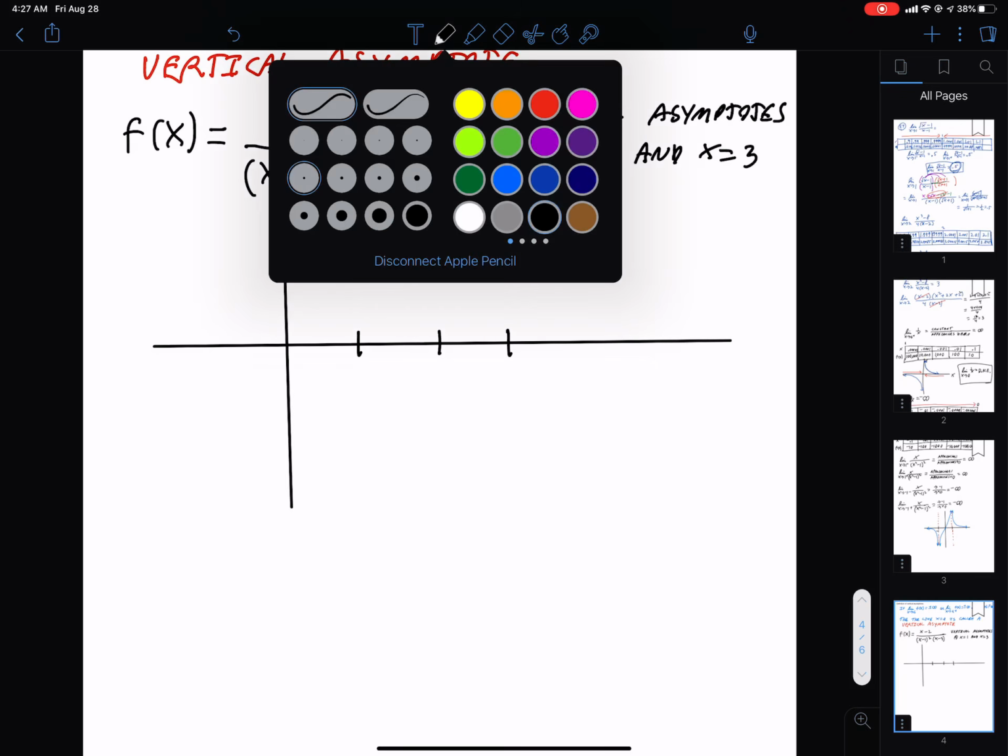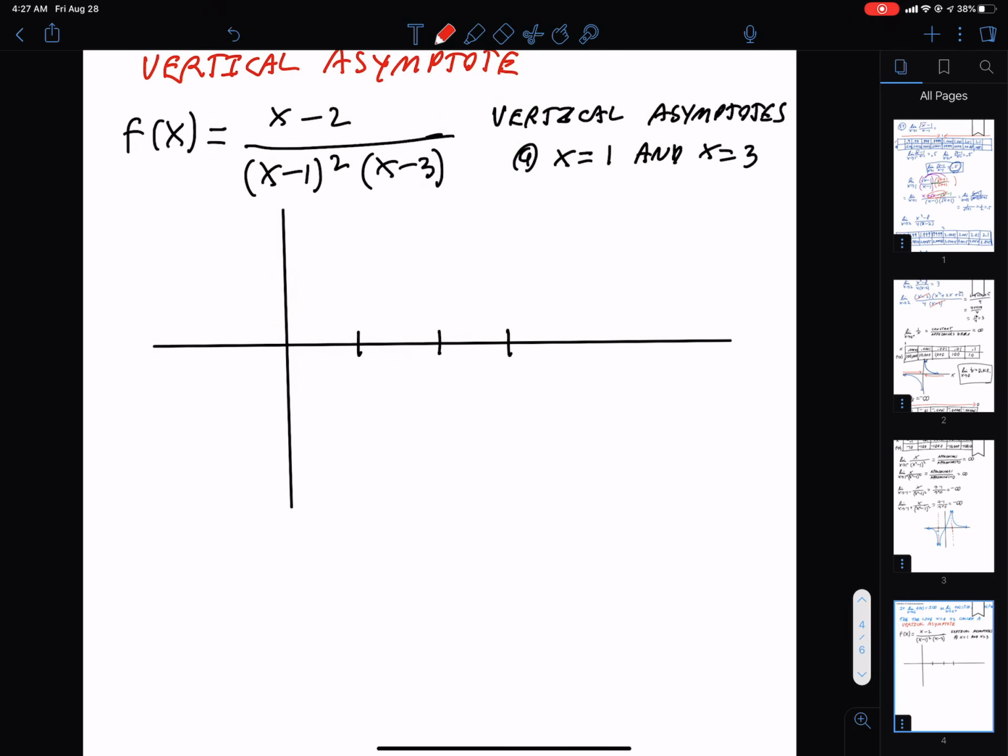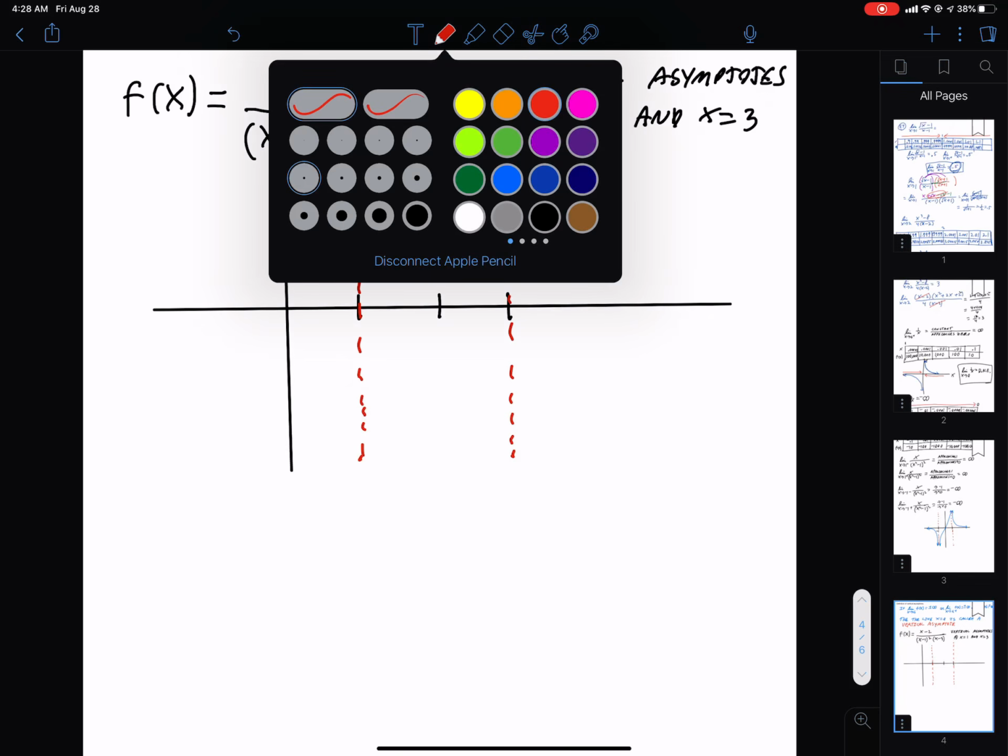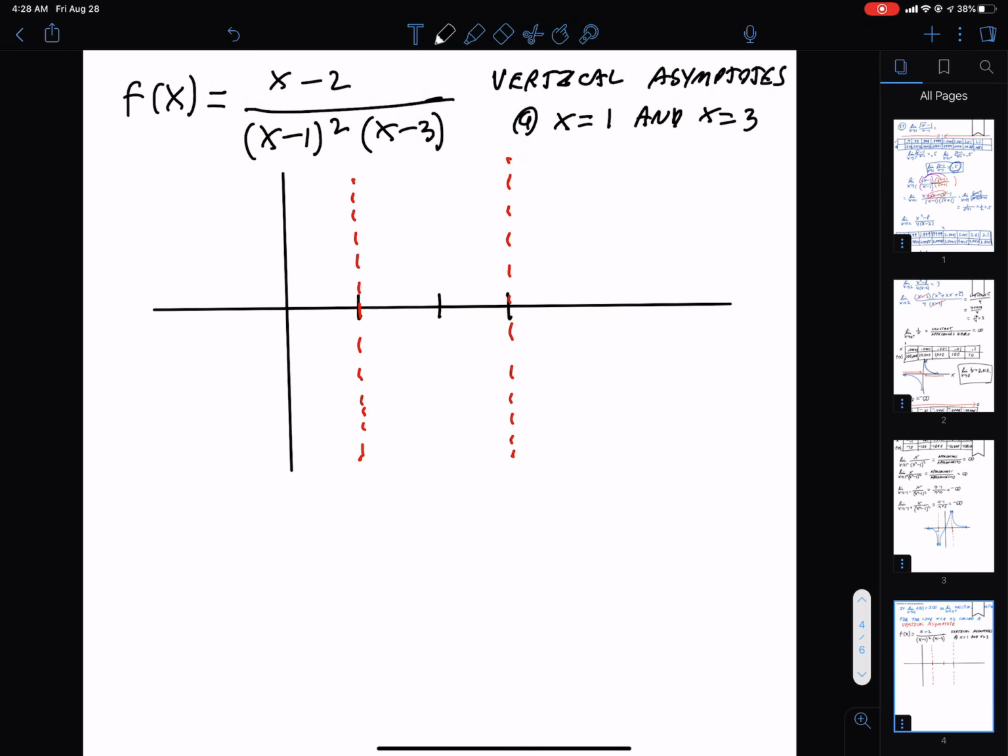So we know we're going to have a vertical asymptote at 1 and 3. So let me do that. And let me do that. Now, which way are they going to go? That's the question. So that's your job, is to find if the vertical asymptotes go up or down using limits. So you have to use limit notation. So go ahead and pause and see if you can figure that out, and then come back.